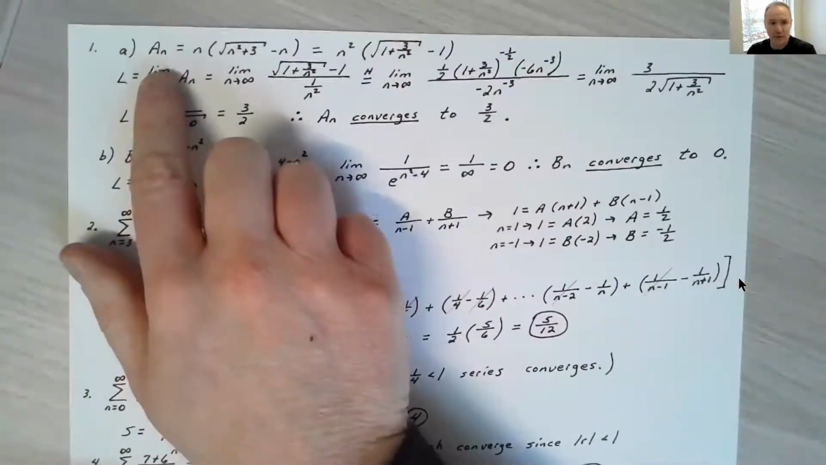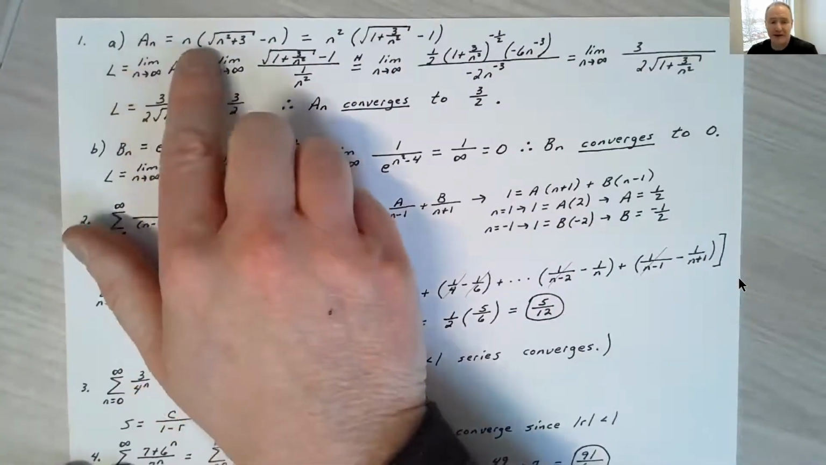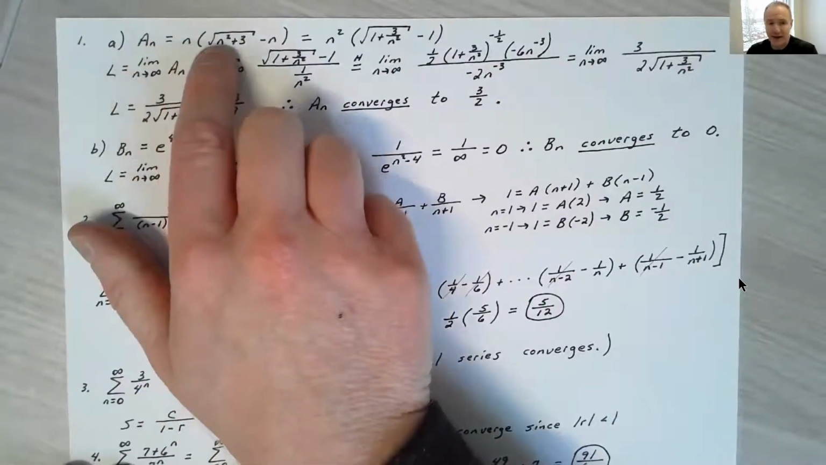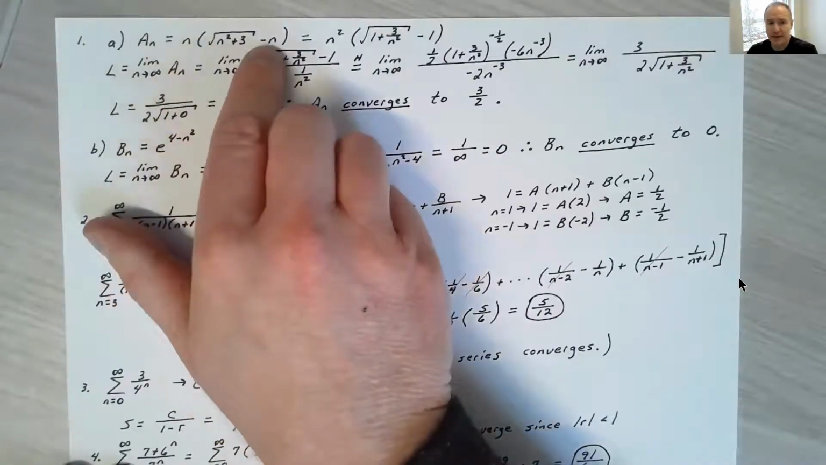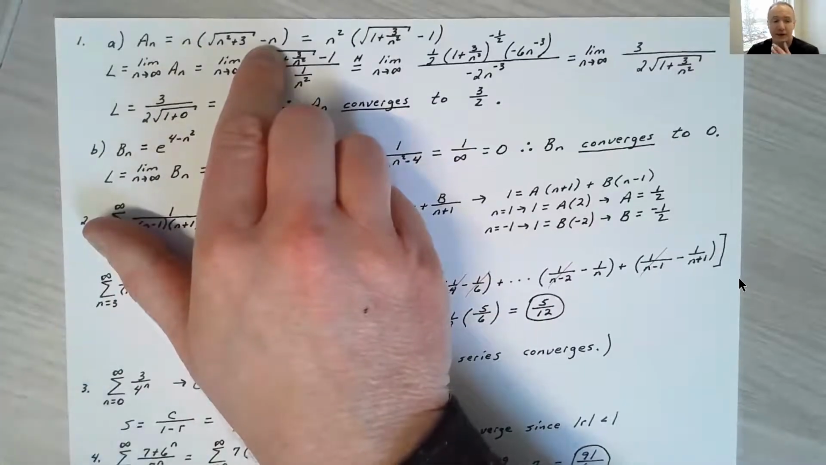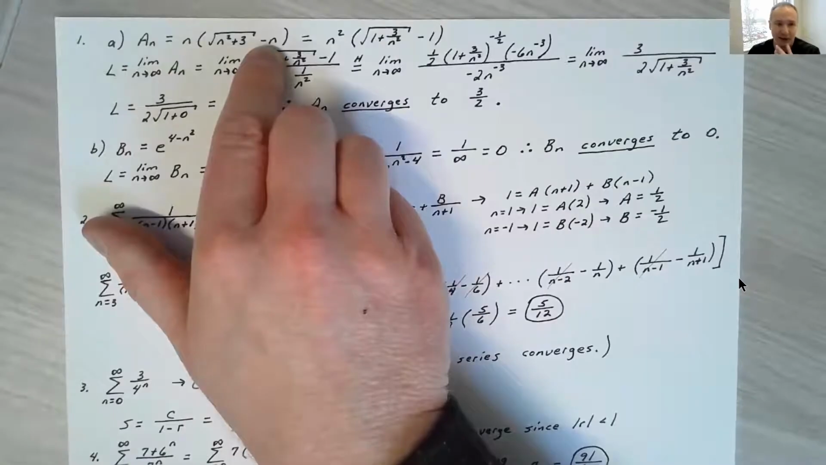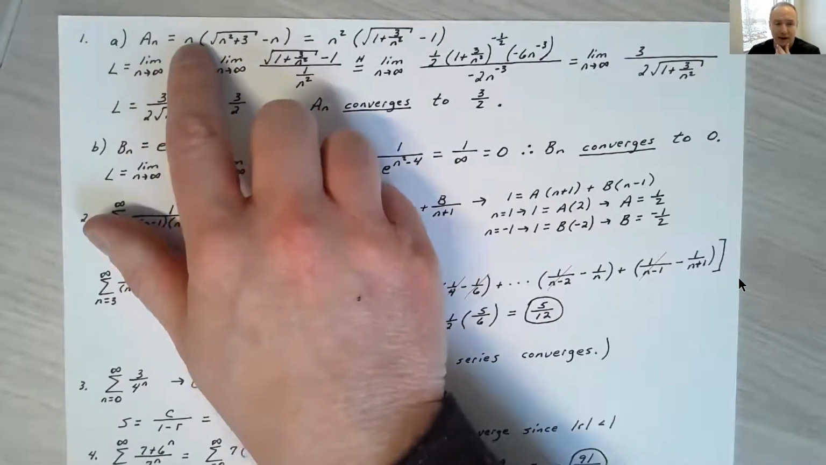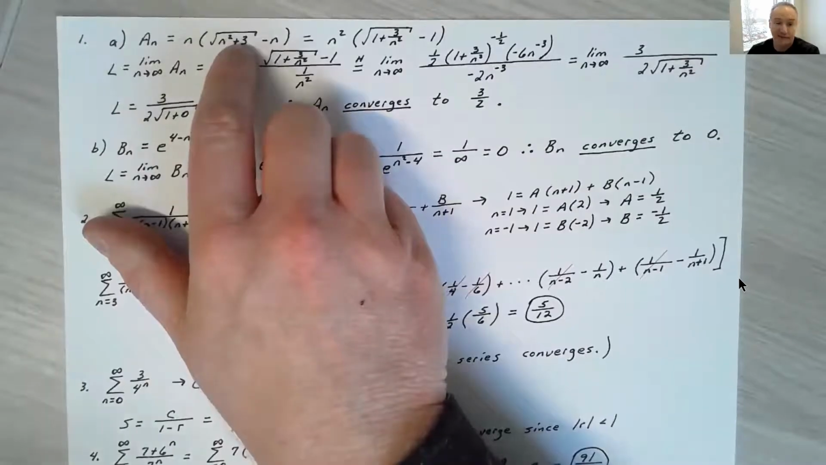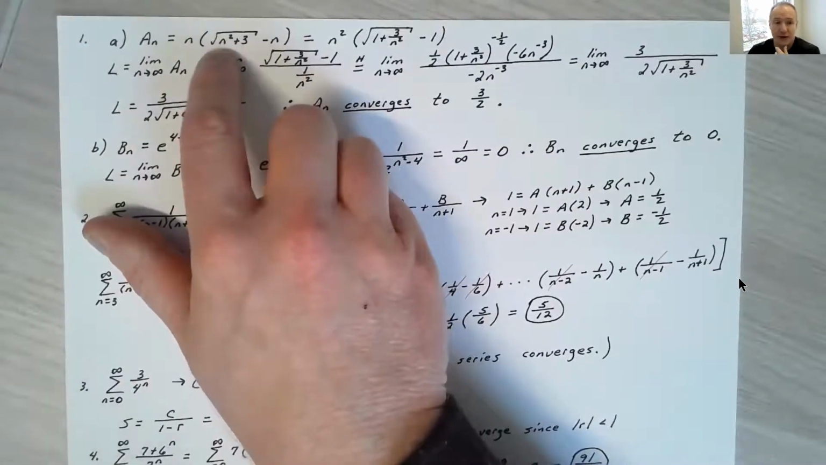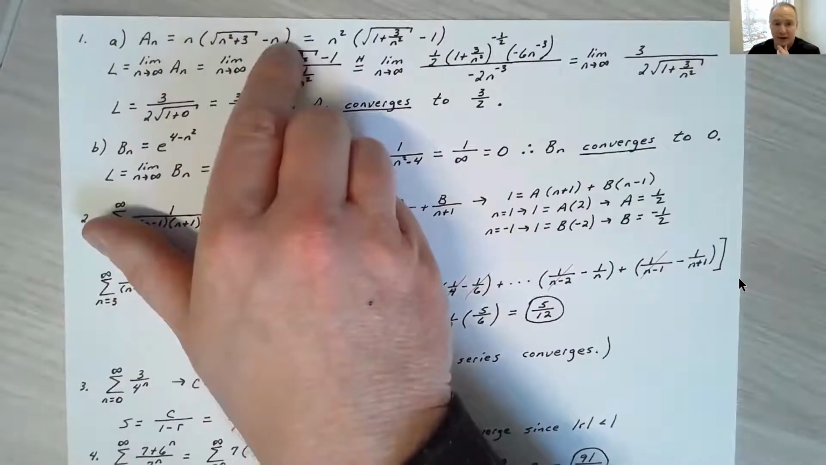So in the first problem here, I gave you the general term a sub n is equal to n times the group, the square root of n squared plus 3 minus n. Now, this one's a little tricky when you think about it. If you just say, well, if I allow n to go to infinity, I would have an infinite term times a term approaching 0, because you'd have a term approaching infinity minus a term approaching infinity. So I'd say, well, that's indeterminate.